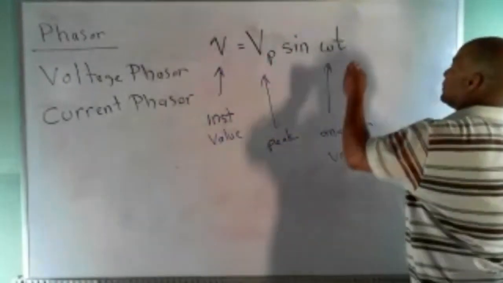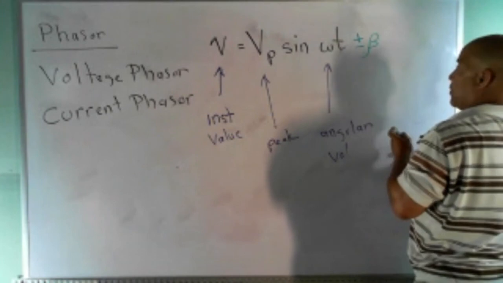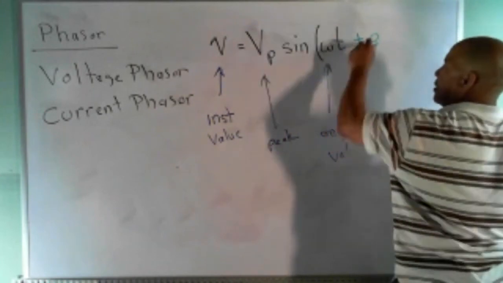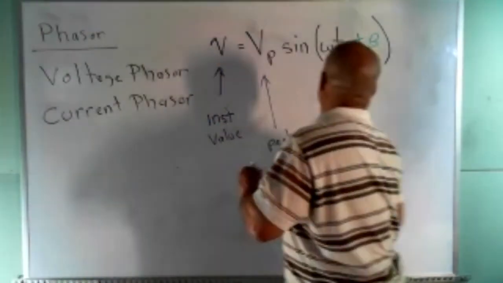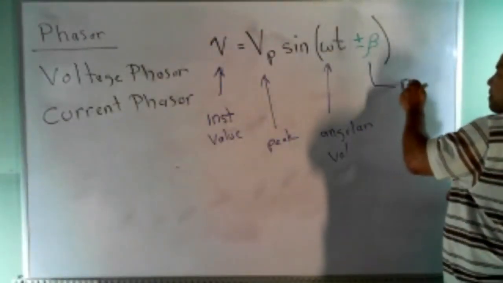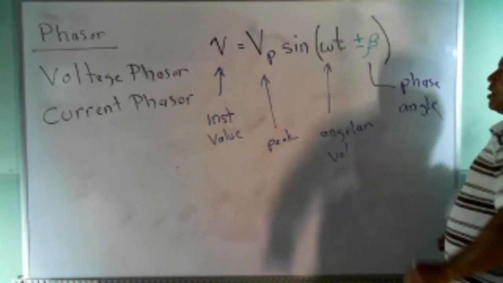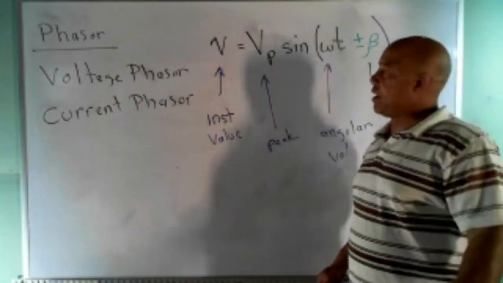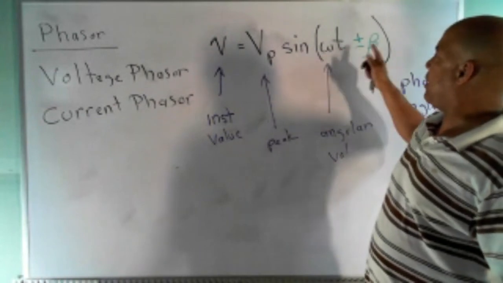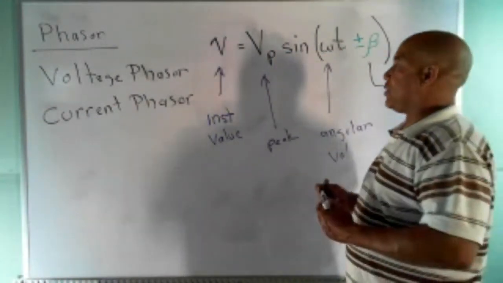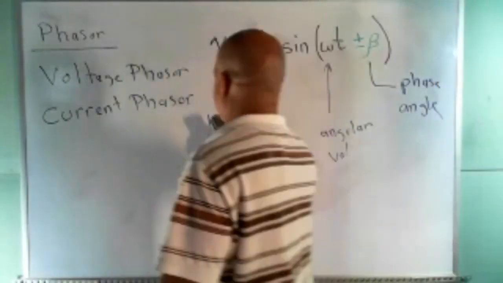Plus or minus beta, where beta is called the phase angle. That's the phase angle. So I can completely represent any AC waveform like this: peak value, omega t, plus or minus the phase angle. So what is the phase angle? Because you need that to do what we're going to do next.